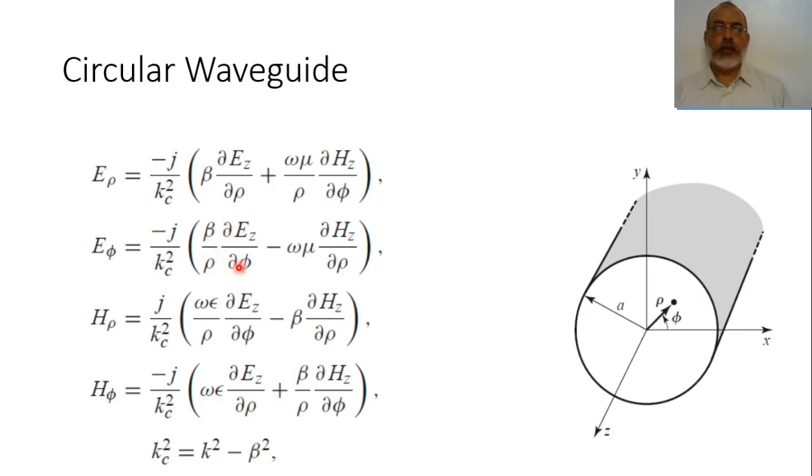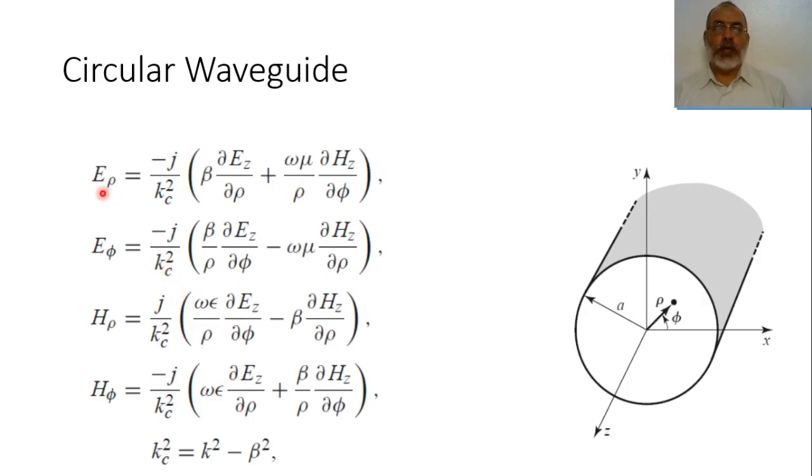On the other hand, if I'm talking about H rho in terms of Ez, it would be proportional to the derivative with respect to phi. So it would be 1 over rho partial by partial phi Ez. And H phi in terms of longitudinal electric field Ez is proportional to partial by partial rho.